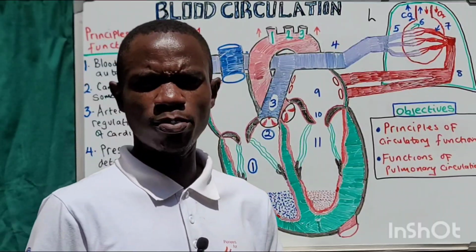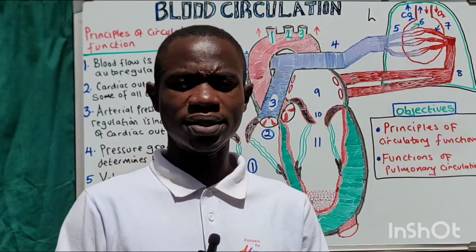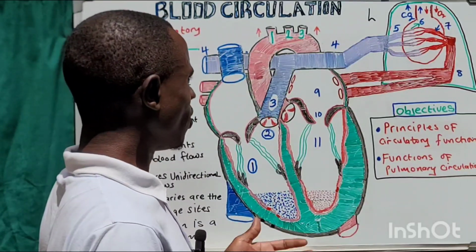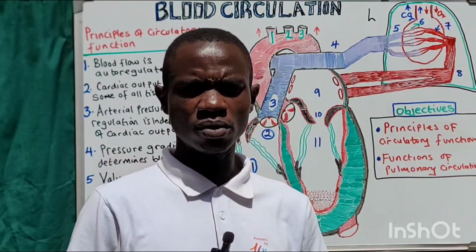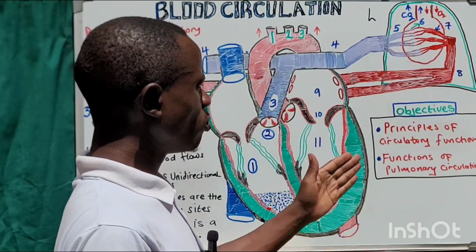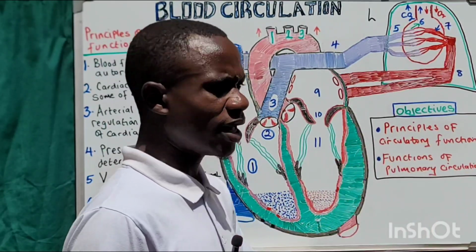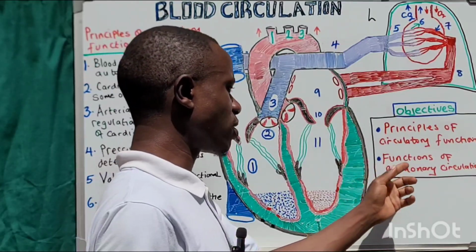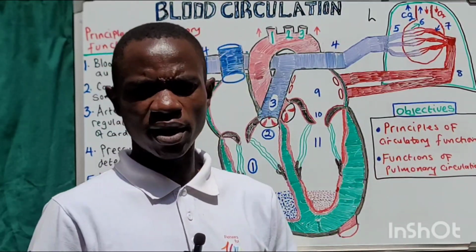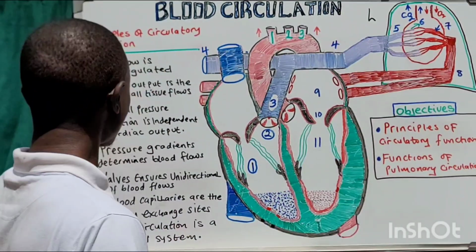In the previous video, we looked at the different types of blood circulations: the pulmonary circulation, the systemic circulation, and even the coronary circulation. We went ahead and looked at the step-by-step in the pulmonary circulation. In this video, we are going to be mainly focusing on the principles of circulatory function, and finally, we shall talk about the functions of the pulmonary circulation. Let's go ahead and get started.